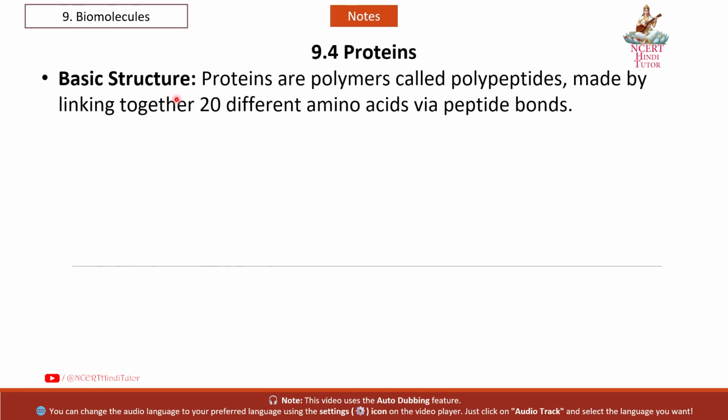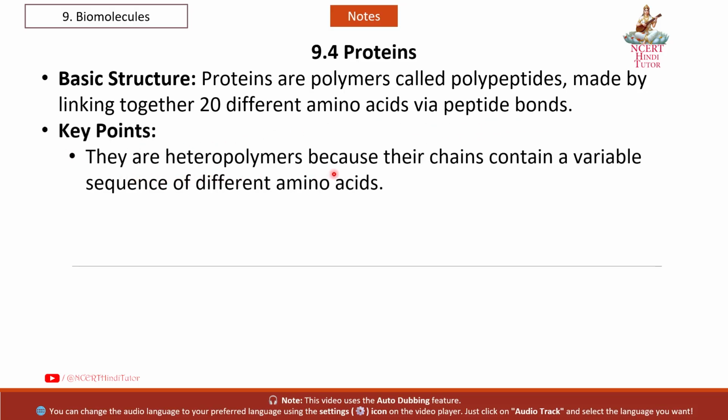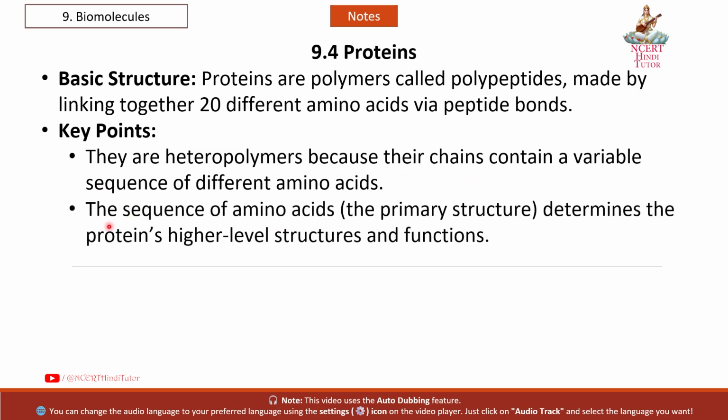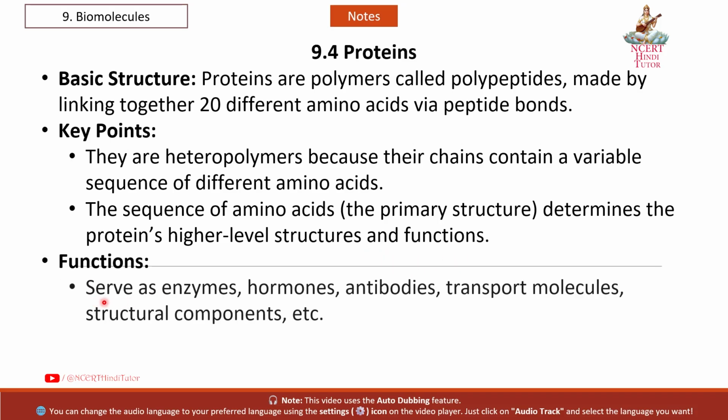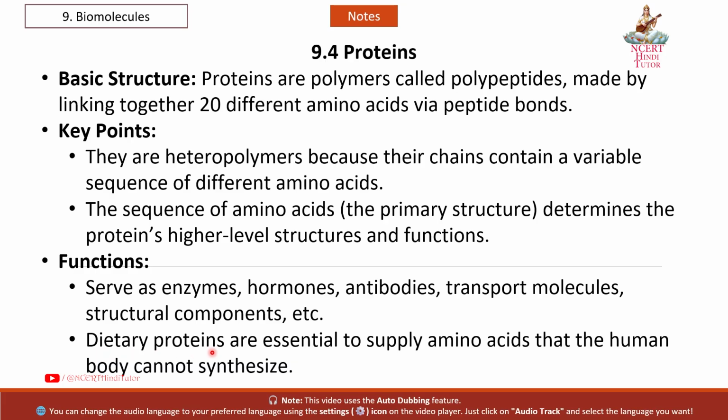9.4 Proteins. Basic structure: proteins are polymers called polypeptides made by linking together 20 different amino acids via peptide bonds. Key points: they are heteropolymers because their chains contain a variable sequence of different amino acids. The sequence of amino acids, the primary structure, determines the protein's higher level structures and functions. Functions: serve as enzymes, hormones, antibodies, transport molecules, structural components, etc. Dietary proteins are essential to supply amino acids that the human body cannot synthesize.